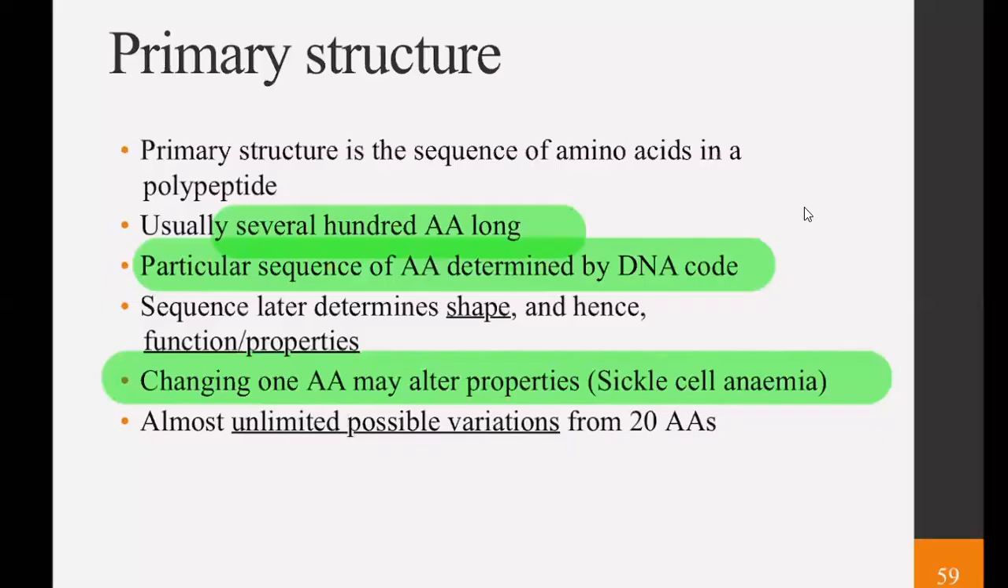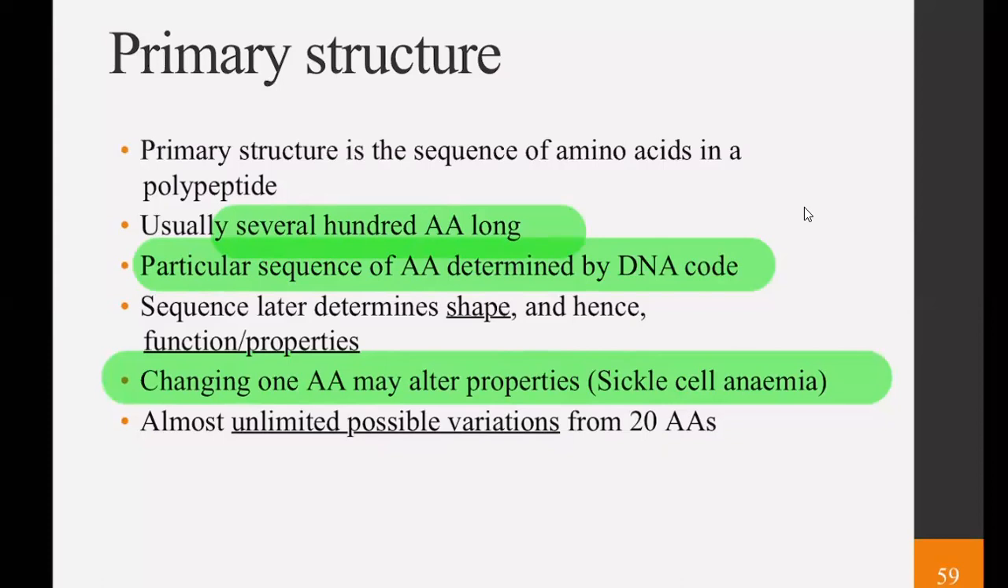Different kinds of amino acids are arranged in a different sequence. So to sum up, in very simple words, the primary structure is the sequence of the amino acids in a polypeptide. And when I say polypeptide, I mean many amino acids joined to each other by means of several peptide bonds. An average protein is usually several hundred amino acids long.